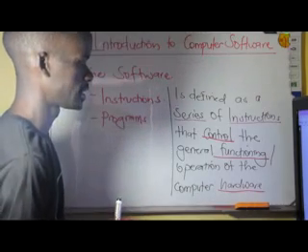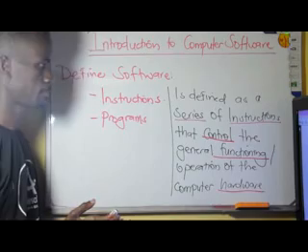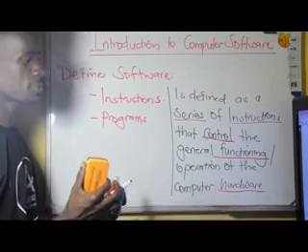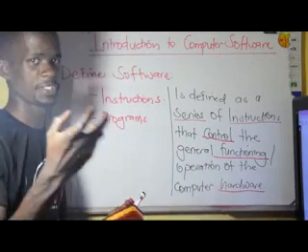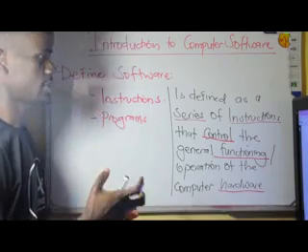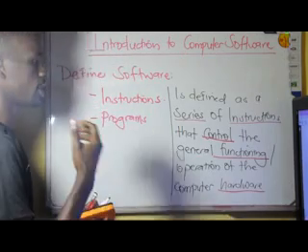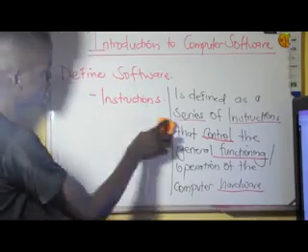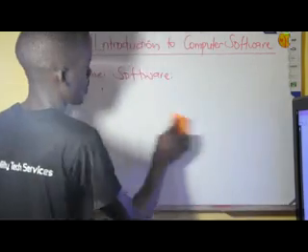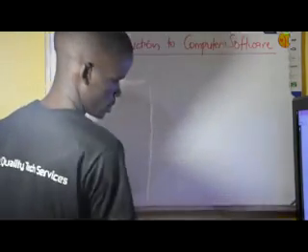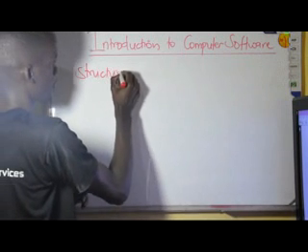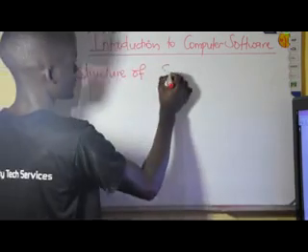We go ahead and look at the structure. We need to understand that software cannot be physically touched. It is not physical, so you cannot touch it. There are instructions that are compiled together to form a program. We need to look at the structure of software.